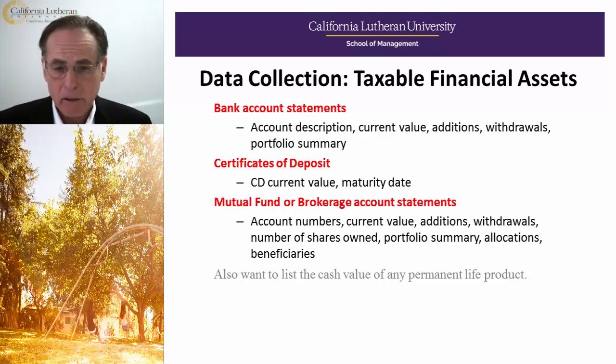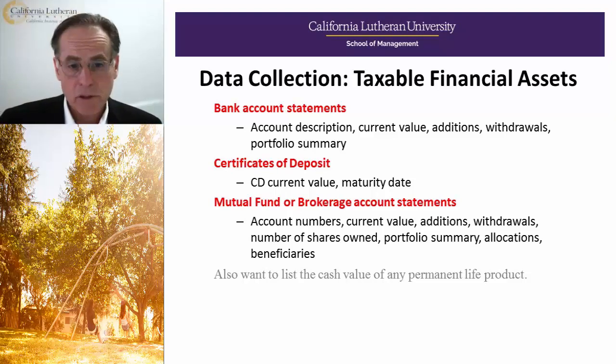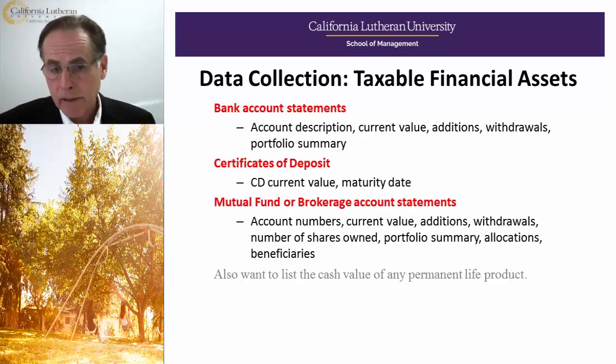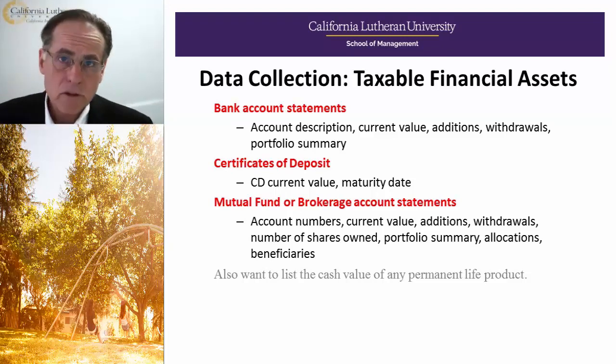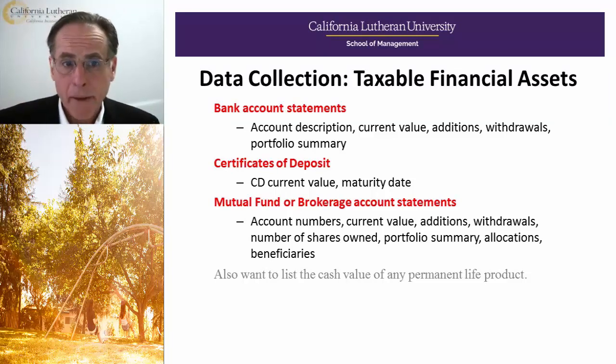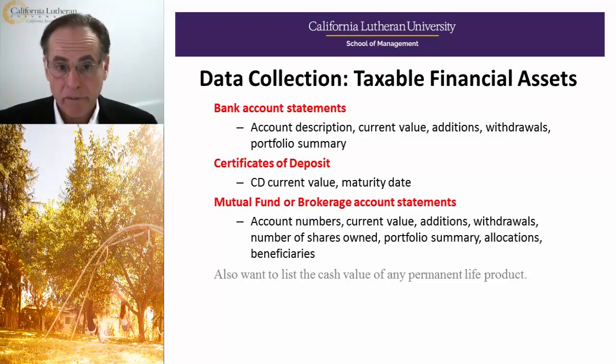So we're looking at bank accounts, certificates of deposit, the cash value of permanent life insurance policies, if they have some there, and then moving into that next category of investments, we're looking at mutual funds, brokerage accounts, and that sort of thing. So what is the type of information you'll be collecting? Well, you'll look at the bank account statements, because the statements will provide you with the account description, the current value. You want to find out, is there any systematic additions to those accounts? Are there systematic withdrawals? And if there's any type of portfolio summary. So you want to be able to understand, what are the accounts, who are they titled for, what's in there.